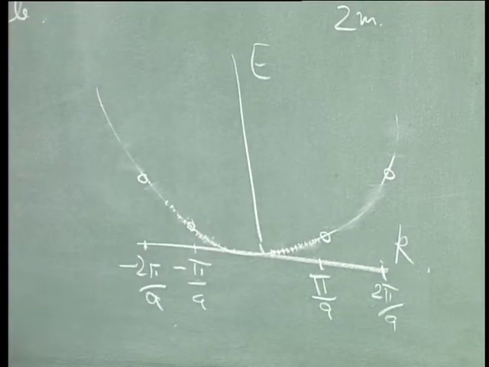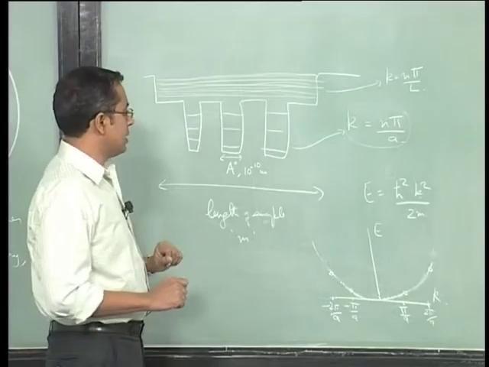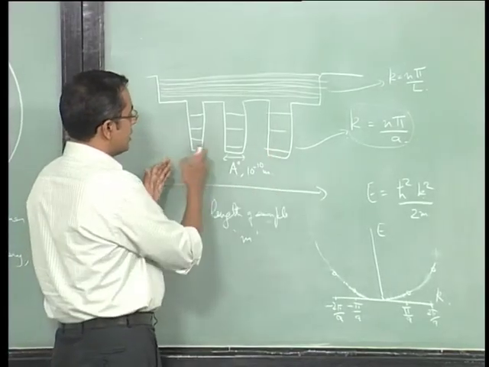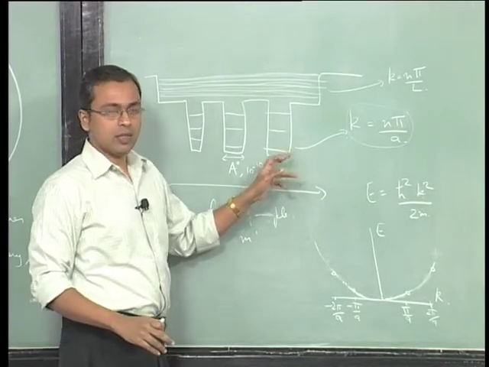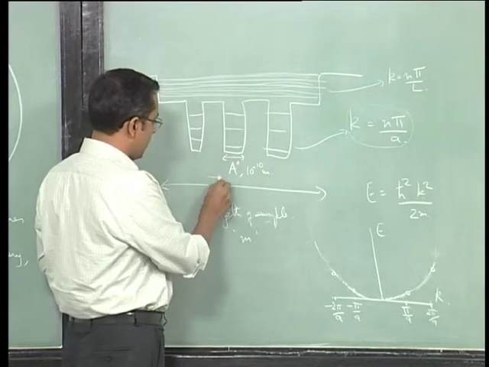The reason we are doing this is that the crystal structure is defined by the location of these ionic cores. So therefore the crystal structure is also of that order of spacing.